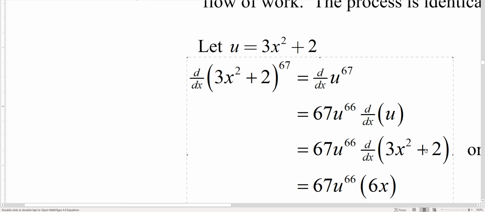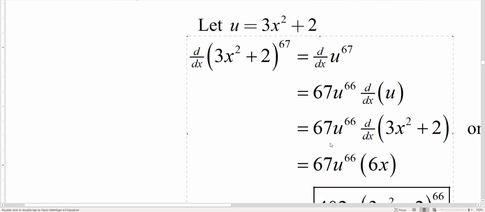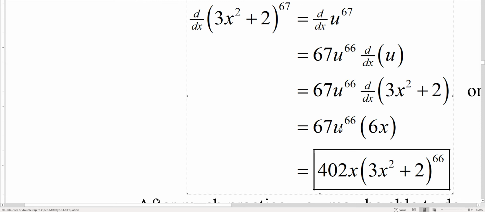Oh, we know how to do the derivative of that one. The derivative of 2 is 0. The derivative of 3x squared is just 6x, so we just get 6x there. And now I'm going to finally substitute back in 3x squared plus 2 for the u. So we have u to the 66 is 3x squared plus 2 to the 66. The 6x times the 67 is 402x.